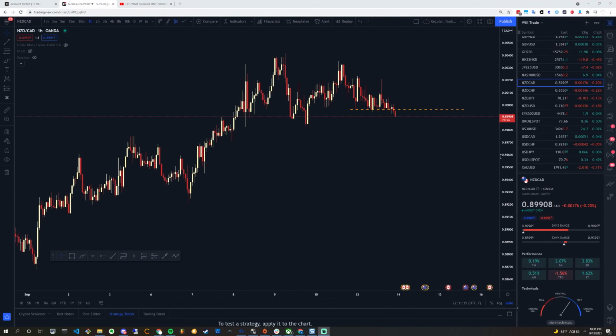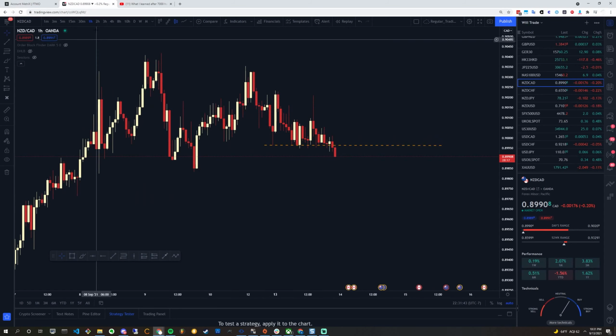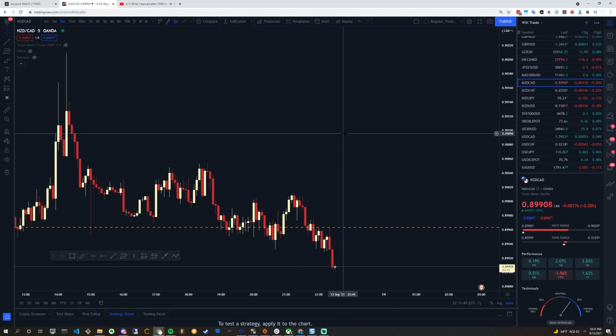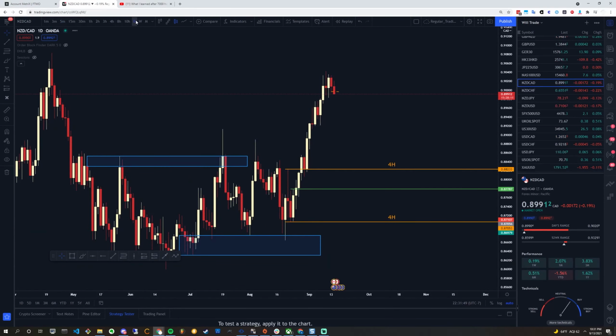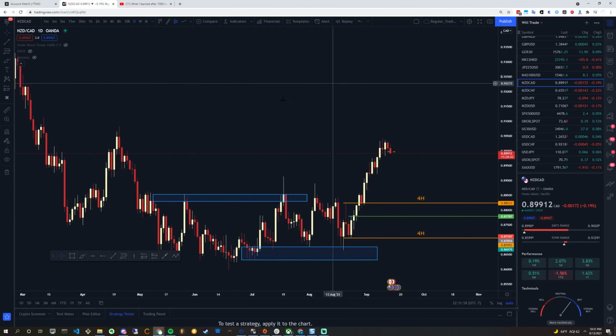Okay, so I'm starting my trading session a little bit early today. I may cut this together with the rest of the video, but I'm looking at New Zealand CAD here, and on the daily, basically what I'm looking at is this pullback that we're doing right now.